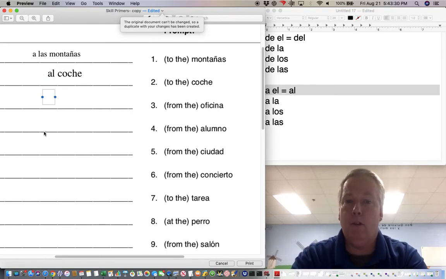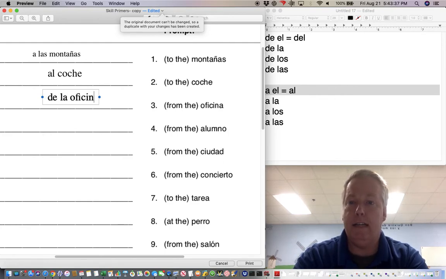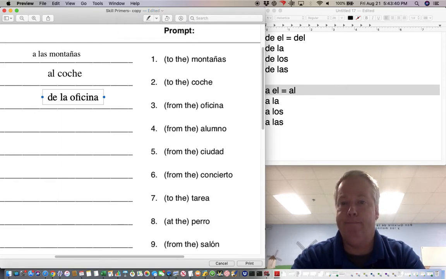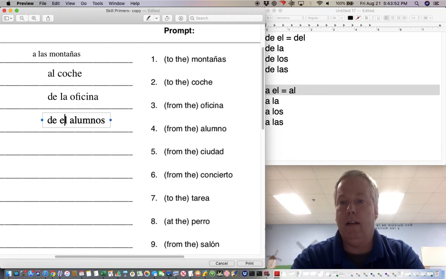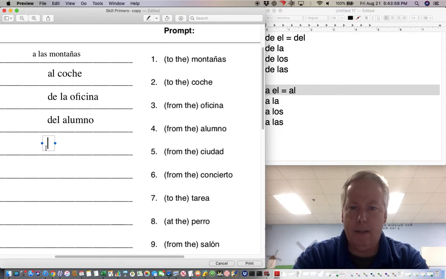So, number 3, oficina, that is a girl. So it would be from the oficina. No contraction, because this is a girl. Number 4, alumno is a guy. So from the, de el alumno, de and el have to contract to be del. Number 5, from the ciudad. Ciudad is a girl. So from the ciudad.